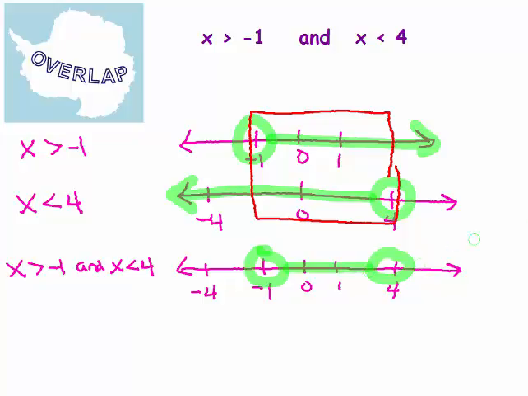Now some of you are probably saying, what if this was greater than or equal to? Well, then this would have been shaded and this would have been shaded, because -1 shaded here, -1 shaded here, -1 shaded here.